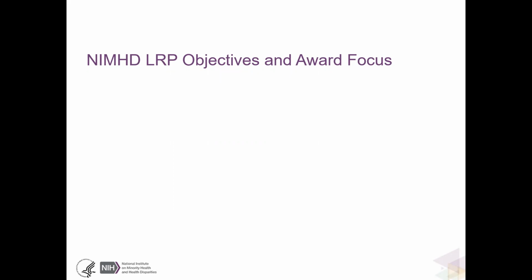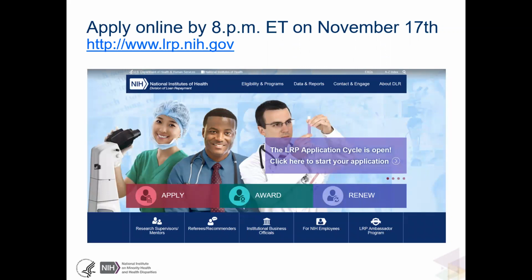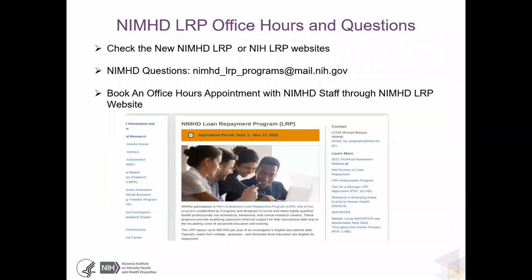So I'm going to be going over the NIMHD LRP objectives and award focus. Once again, just to stress, all applications are due by 8 p.m. Eastern Standard Time on November 17th. That means if you're on the West Coast, you have until 5 p.m. to turn in your application. I want to stress that because, with the amount of paperwork and work that goes into these applications, sometimes you forget when there's a deadline or when there's a time change.